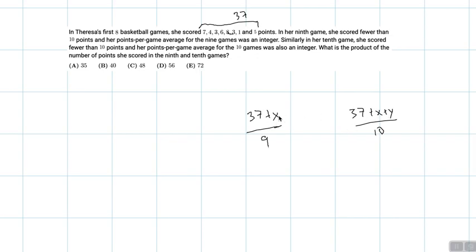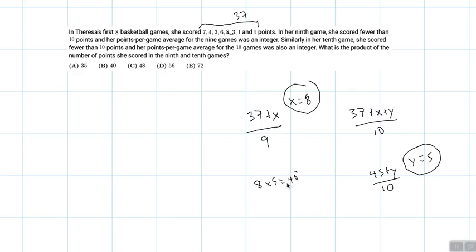So what makes this an integer? Well, x has to equal 8 here, because 8 is the only number that's going to be divisible by 9. So then with knowing that, it's going to be 45 plus y over 10. And then since she scored less than 10 points, y is going to equal 5 here. What's the product of the number of points she scored in the 9th and 10th games? It's 8 times 5, which is 40. Answer choice B.